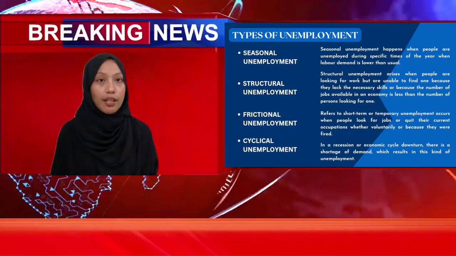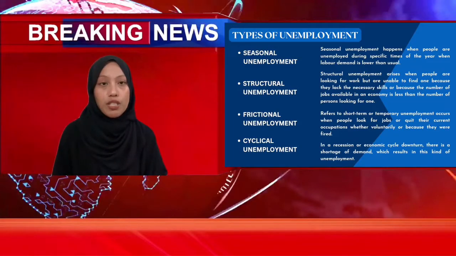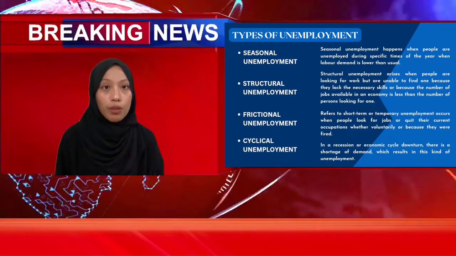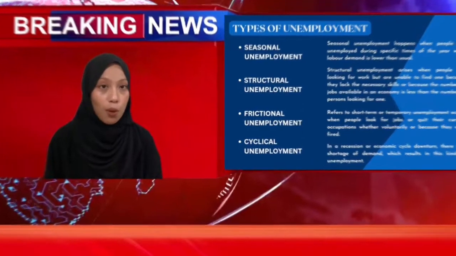Lastly is cyclical unemployment. Demand deficient unemployment is another name for cyclical unemployment. In a recession or economic cycle downturn, there is a shortage of demand, which results in this kind of unemployment. For instance, during the Great Depression, the unemployment rate peaked at 25%. That means that 1 in 4 people were willing and able to work yet were unable to do so. The majority of this unemployment is thought to be cyclical in nature. After some time, the unemployment rate began to decline once more.